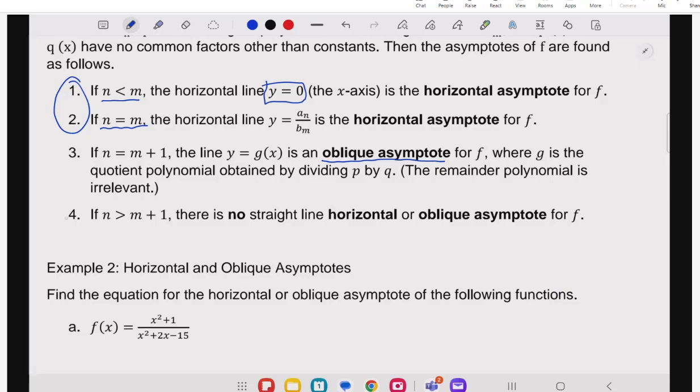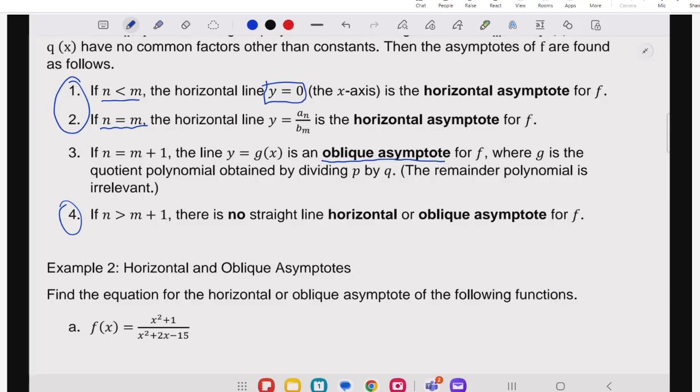Okay, and number 4 you do need to know about. It says if n is bigger than m plus 1, then there are no straight line horizontal or oblique asymptotes for f. So in other words, if the degree of the top is more than 1 bigger than the degree of the bottom, like say it's 2 bigger or 3 bigger, then there are no straight line horizontal or oblique asymptotes.